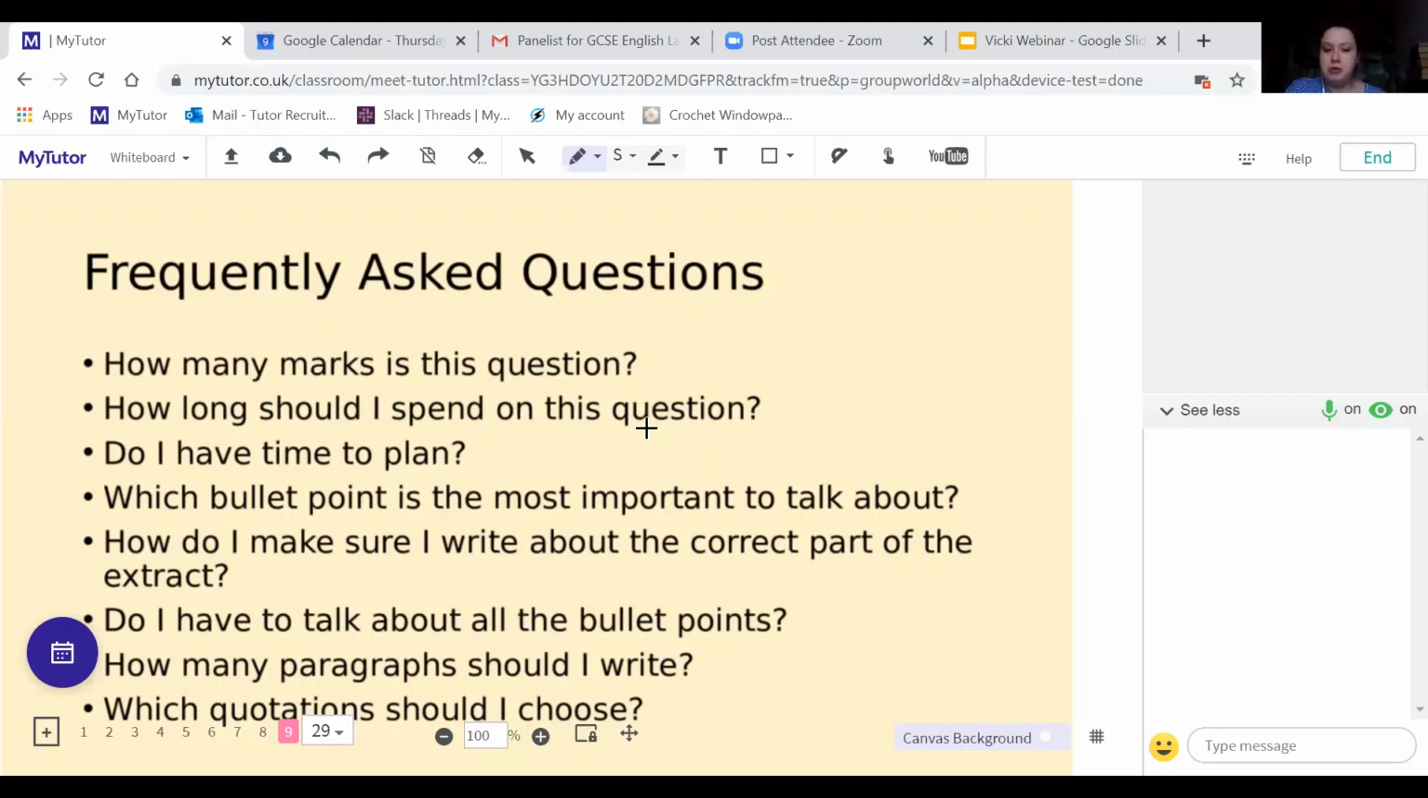Do I have to talk about all the bullet points? No. It says you could talk about the writer's choice of. The important word there is could. So you do not have to talk about all of them. As I've been emphasising to you across this week, you don't have to write about sentence forms if you don't think you can talk about something very specific and do it well. If you think, oh, I'm not sure I can do that very well, or I'm not sure if there's anything really interesting to say about it, you don't have to talk about it.